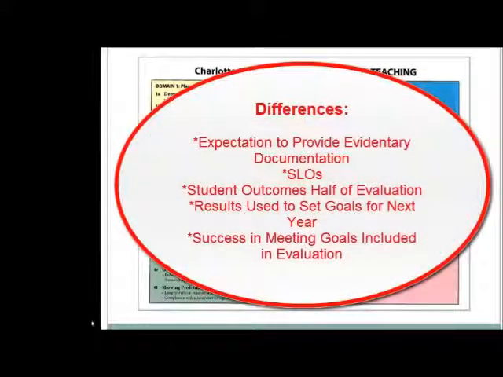What about differences? Did you note that in the Educator Effectiveness Model, you as teachers are expected to provide artifacts and documentation of your work for examination? Did you note that you're creating SLOs, student learning outcomes, and they will be part of the evaluation? Did you note that the results of your evaluation will be used to set goals for the following year? And probably the biggest difference is just that success in meeting goals, both in your teaching practice and student achievement, is included in your evaluation.